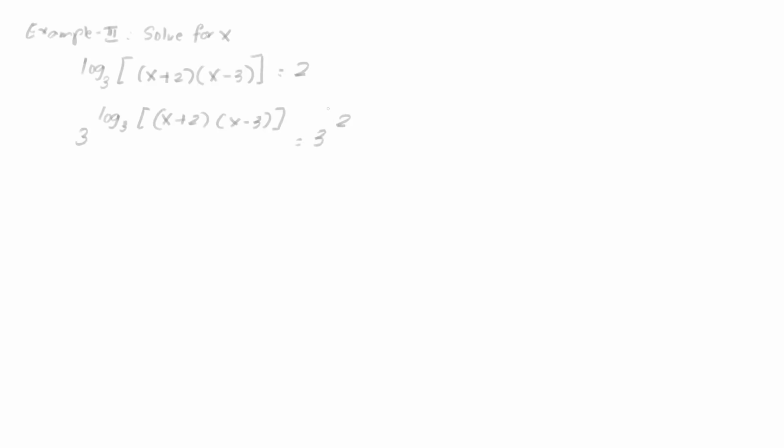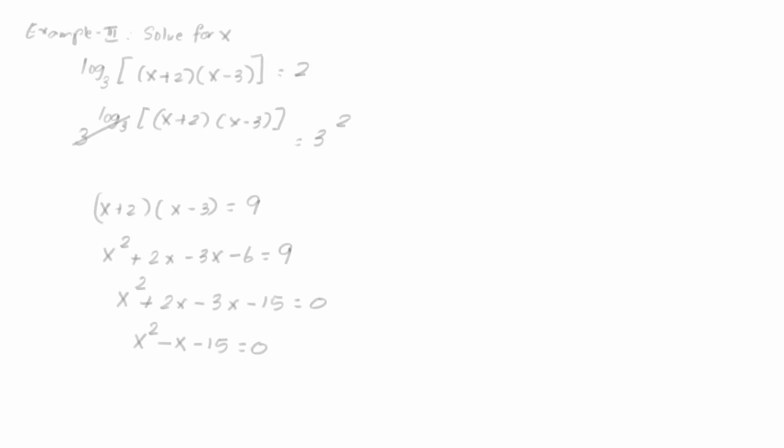And that would give me x plus 2 times x minus 3 equals 9. The 3 and the log 3 would get cancelled. Now you have x plus 2 times x minus 3 equals 9. FOIL, we would get x squared plus 2x minus 3x minus 6 equals 9. Subtract 9 on both sides, we'll get x squared plus 2x minus 3x minus 15 equals 0, which is x squared minus x minus 15 equals 0.